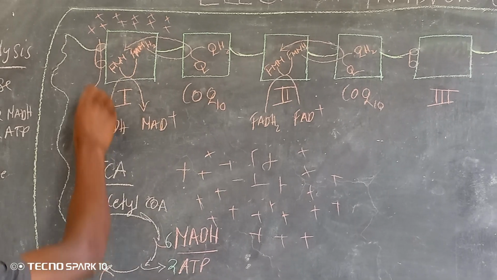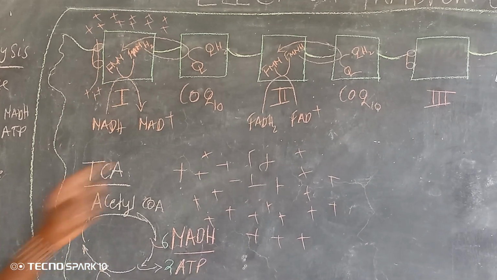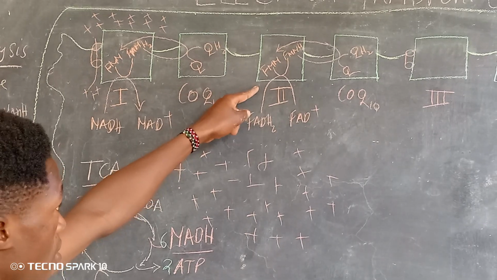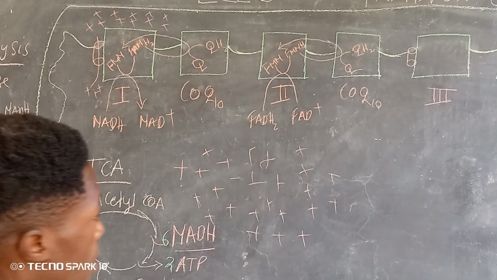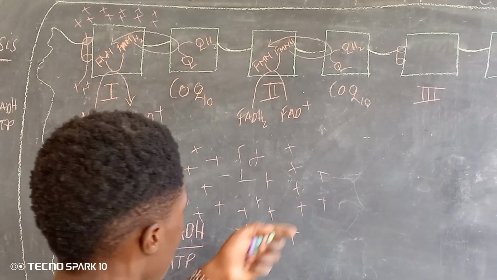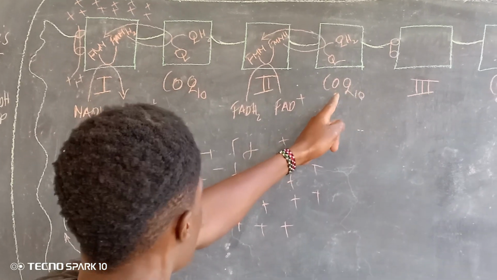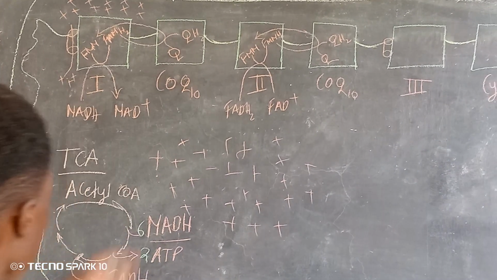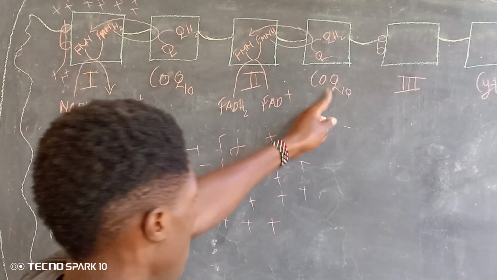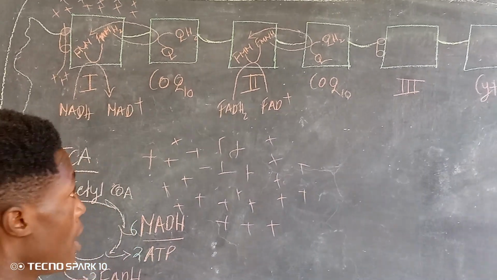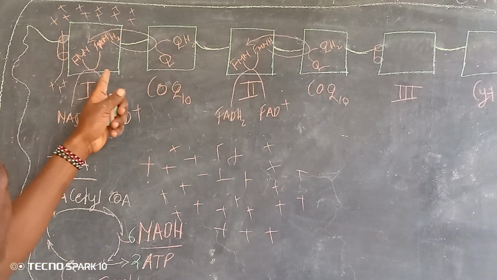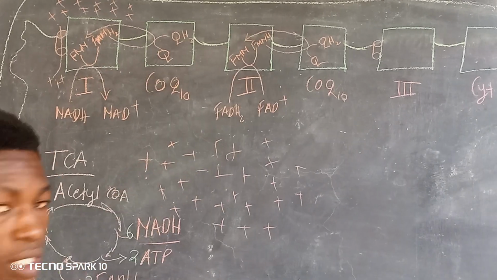Alright, so these are protons. And you can see complex 2 doesn't have the receptor, right? So we're not going to pump the protons. Now let's move to coenzyme Q. Sometimes you can just draw it to have one, so that we can pass the electrons from complex 1 and complex 2, then we just put them together in one coenzyme Q.